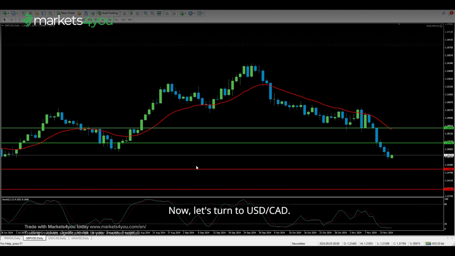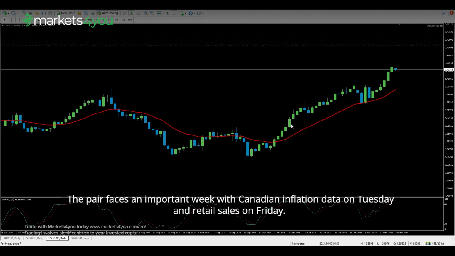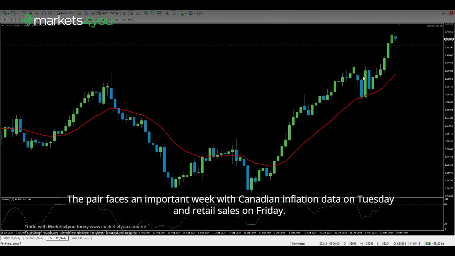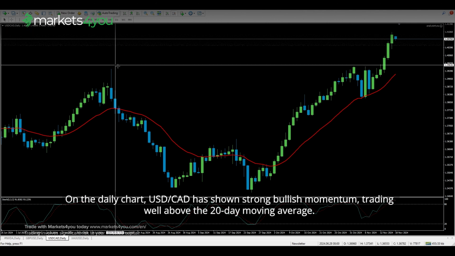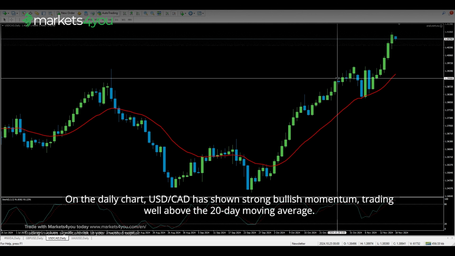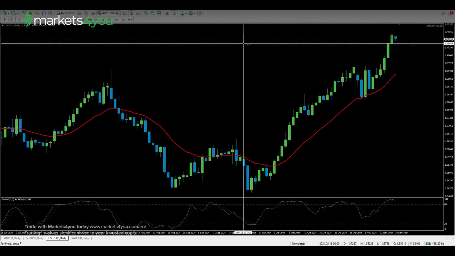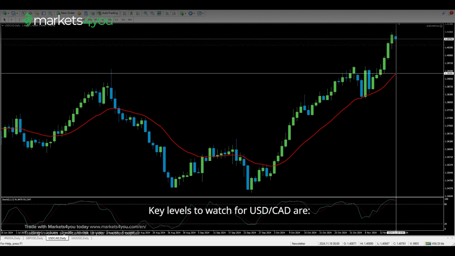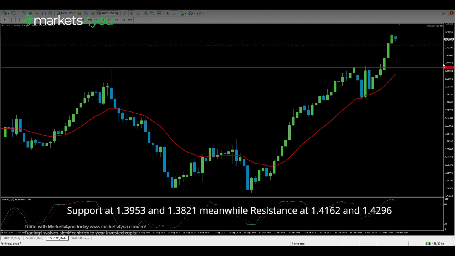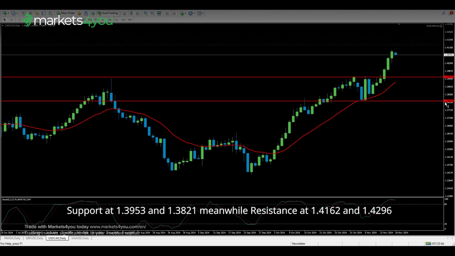Now, let's turn to US dollar to Canadian dollar. The pair faces an important week with Canadian inflation data on Tuesday and retail sales on Friday. On the daily chart, US dollar to Canadian dollar has shown strong bullish momentum, trading well above the 20-day moving average.